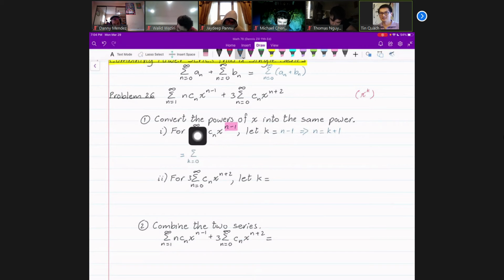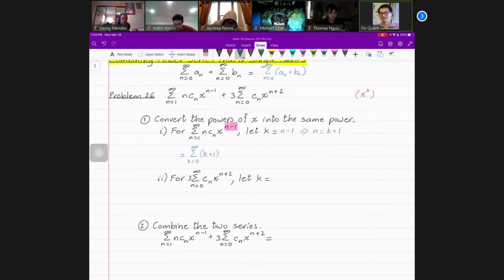Up here, when n goes to infinity, k is going to be infinity minus 1, which is what? What is infinity minus 1? Still infinity, right? So you have infinity. And then every time you see n, you replace n with k plus 1.